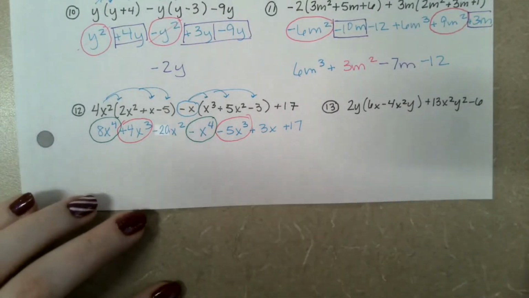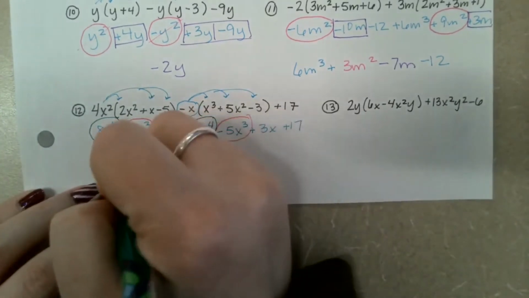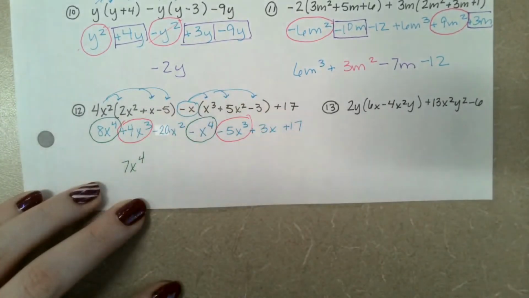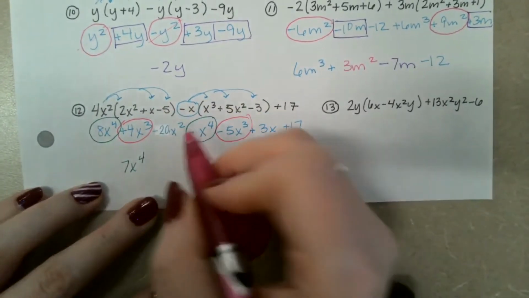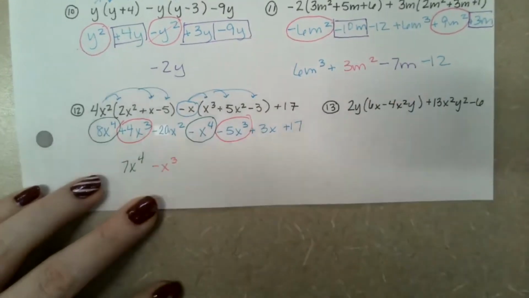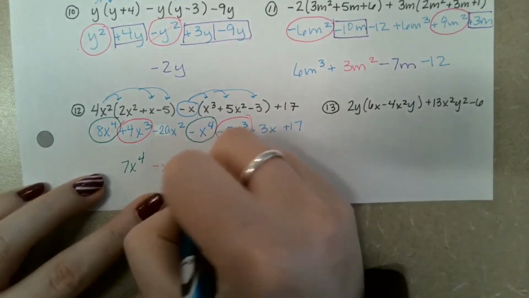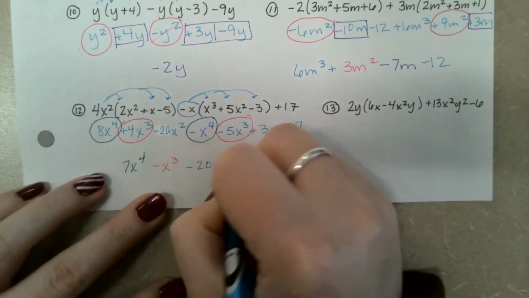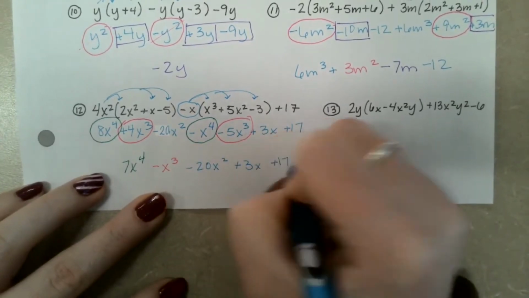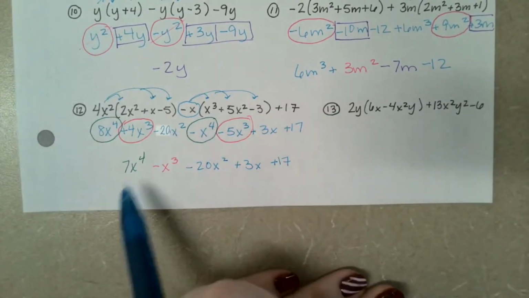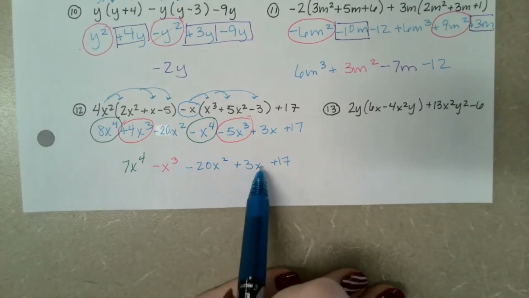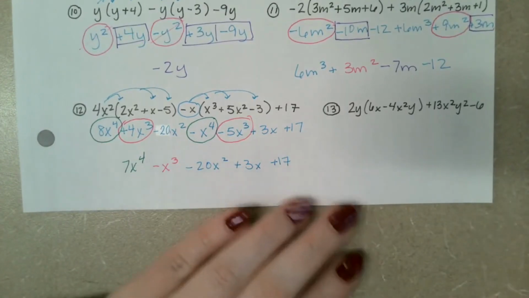So we start with our x to the 4th, and we will end up with 7x to the 4th from 8 minus 1. Our x cubes will give us negative x cubed. X squared is next, so we'll go negative 20x squared, then plus 3x, and plus 17. Again, notice our exponents are in order, 4, 3, 2, that's the 1, and then our constant.